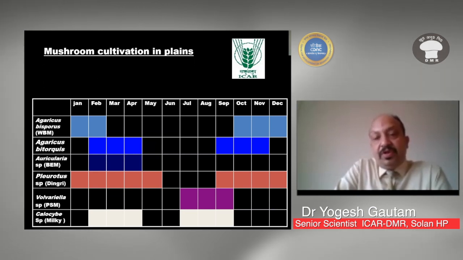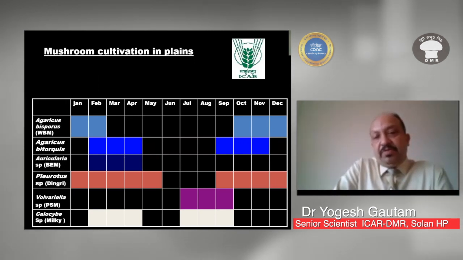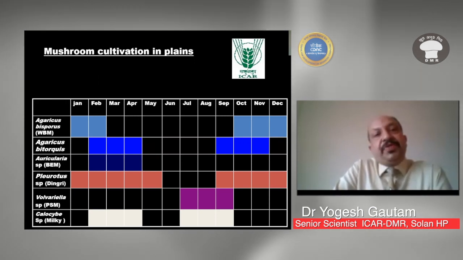Then Volvariella mushroom, which requires high temperature and high humidity, is grown at a temperature of around 32 degrees. It will be grown in the rainy season, July, August. The Calocybe mushroom, which is the milky mushroom, which grows at a higher temperature, is grown from February to March, February to April, and then from July to September. This is the condition in the plains.